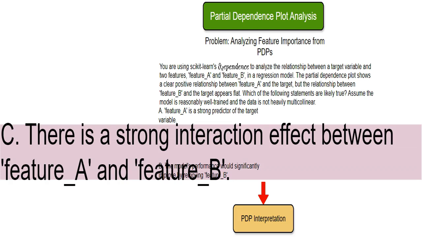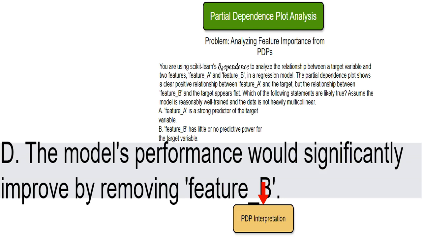While possible, a strong interaction is unlikely. Simple PDPs don't show interaction effects. They only show the independent effect of each feature. I need more sophisticated analysis to determine interactions. Removing feature_B might improve the model, given its lack of individual predictive power. However, it's not guaranteed. There could be subtle effects not visible in the simple PDP. It's a reasonable guess but not a sure thing.